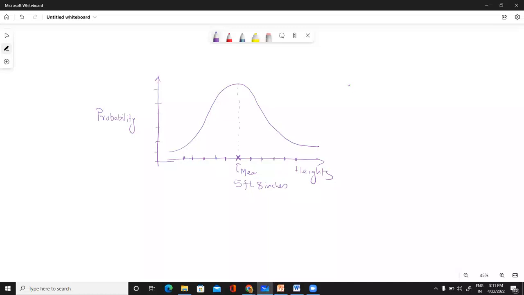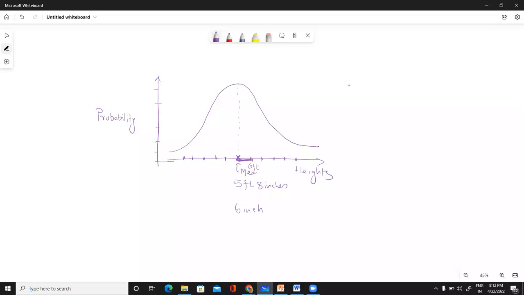Suppose the mean is 5 feet 8 inches, and the standard deviation is 6 inches. It is a data set, so the data will have some standard deviation, some mean. Suppose the standard deviation of this data set for which we are drawing this curve is 6 inches. So what is the probability of getting a value from 5 feet 8 inches to 6 feet? Suppose this is 6 feet here. What is the probability of getting a value in this range from mean to 6 feet?